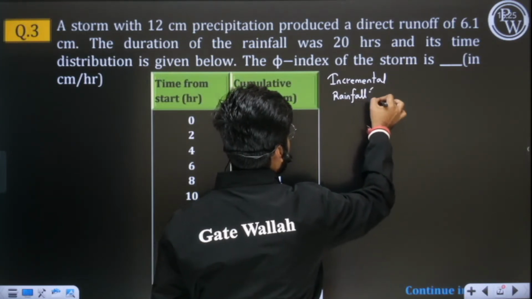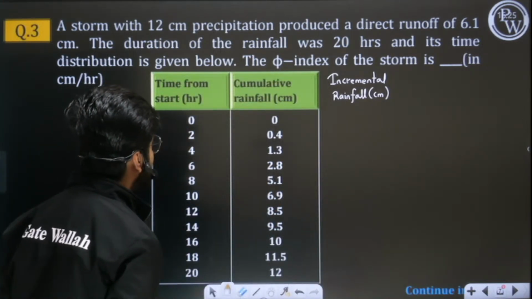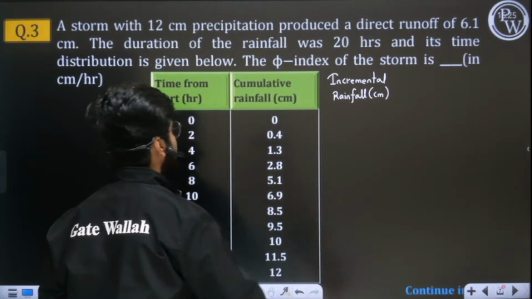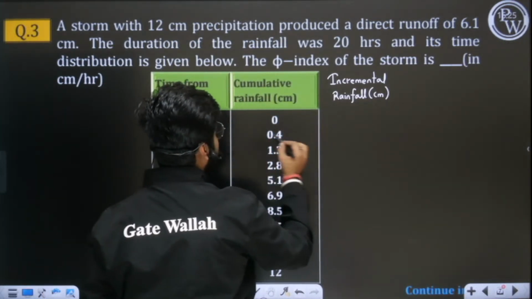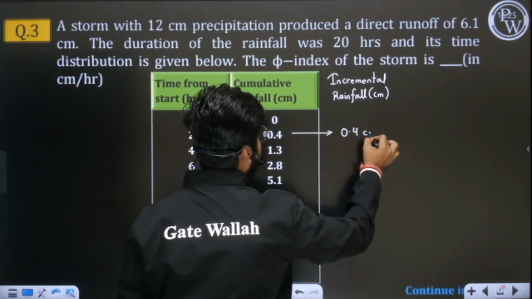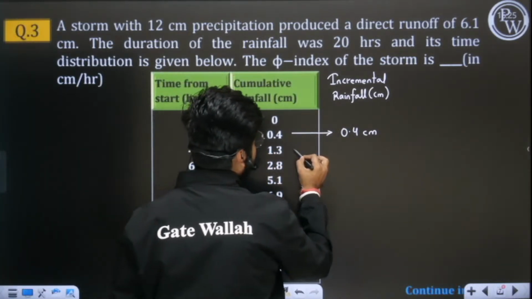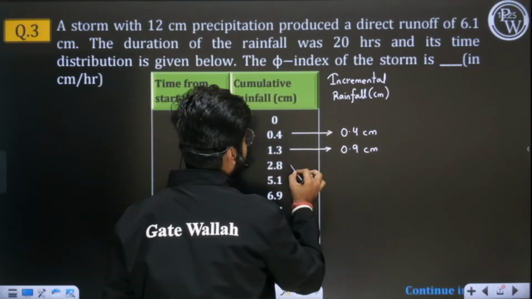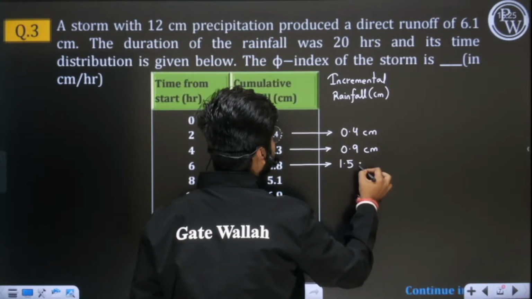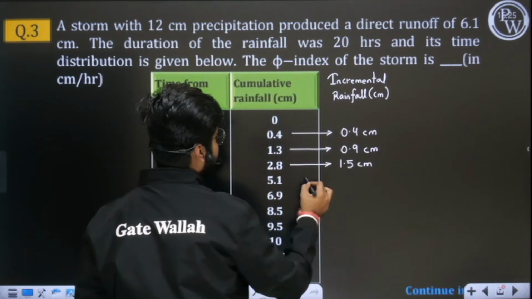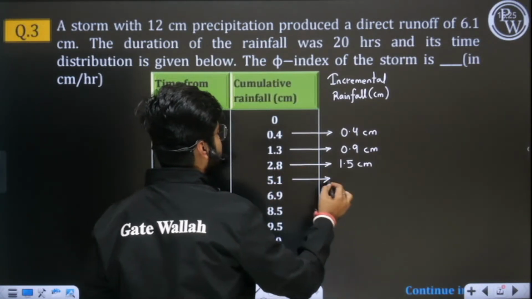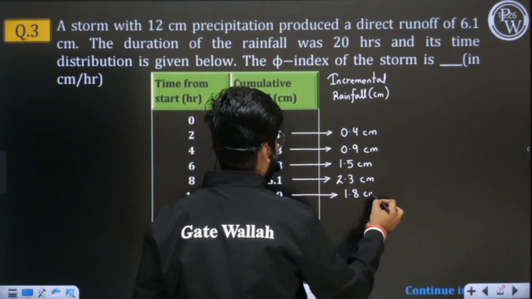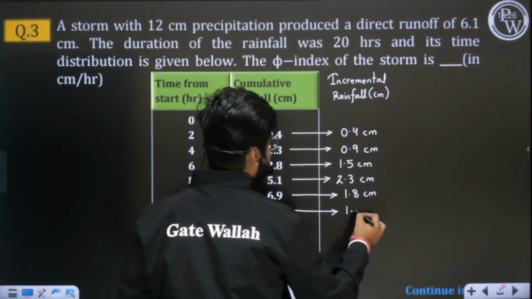First we have to find the incremental rainfall, like what rainfall will occur in the first 2 hours. So we have to subtract each and every value here, since this is a cumulative value. In the first 2 hours, the incremental rainfall is 0.4 centimeter only. In the next 2 hours, you subtract this, the value of rainfall is 0.9 centimeter. In the next 2 hours, how much is the incremental rainfall? 2.8 minus 1.3 is 1.5. In the next 2 hours, subtract 2.8 from 5.1, so it will be 2.3 centimeter. Then subtract this, you will get 1.8. Subtract this again, you will get 1.6.